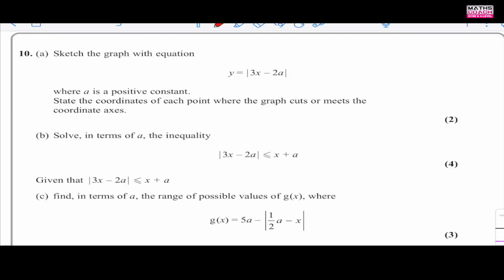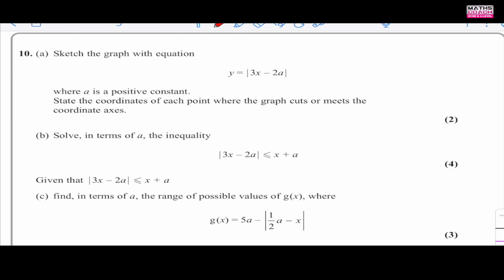Question 10. This modulus question can be easy or it can be hard. It depends on how they design the question in the final exam. The first part of the question is just asking you to sketch the modulus graph. The second part, part C, where you have to work out the range of values for g of x given by this, is a little bit tricky.